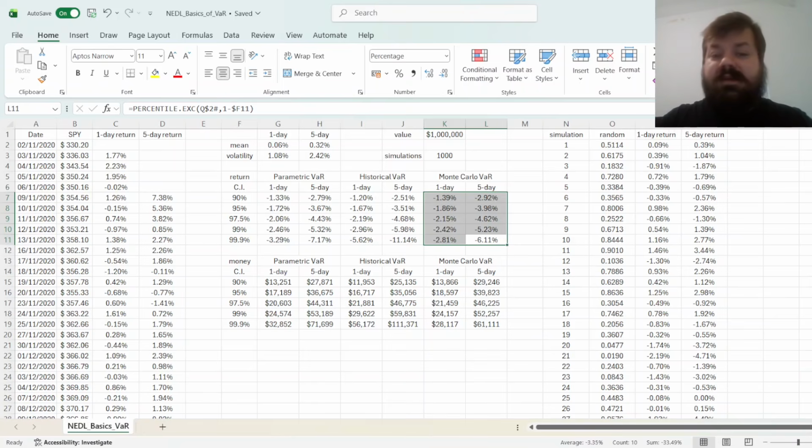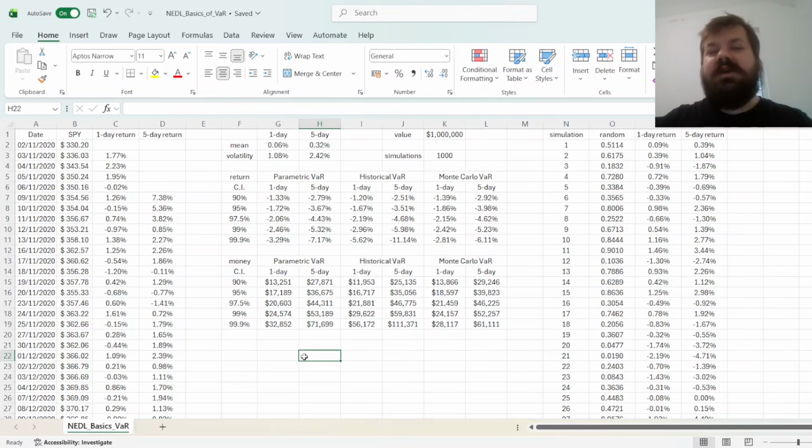And that's all there is for the application of three basic VaR techniques: parametric VCV VaR, historical simulation VaR, and Monte Carlo VaR in Excel, with the discussion of return versus money VaR forms, some scaling applications, as well as their advantages and limitations.